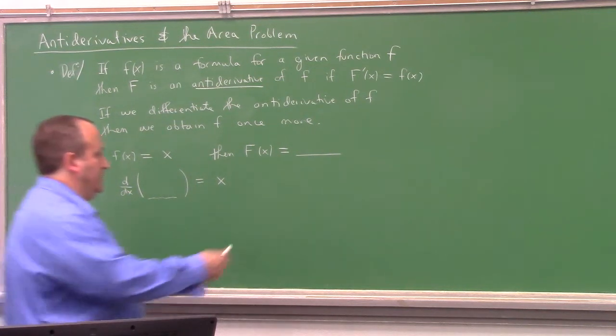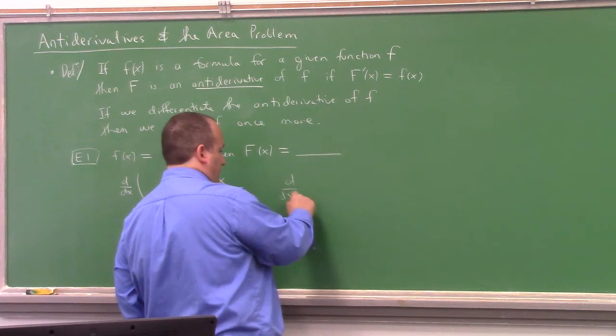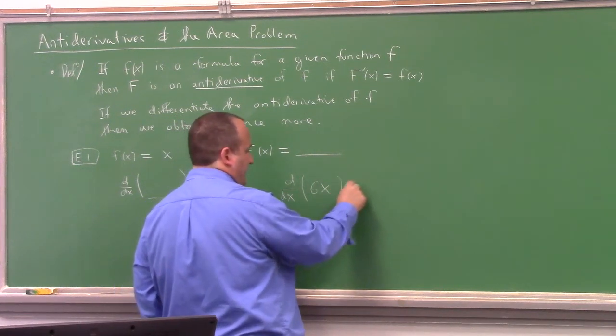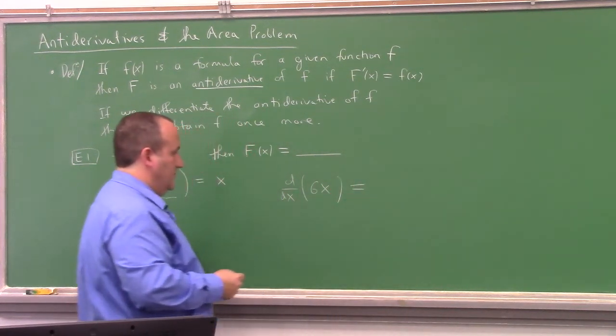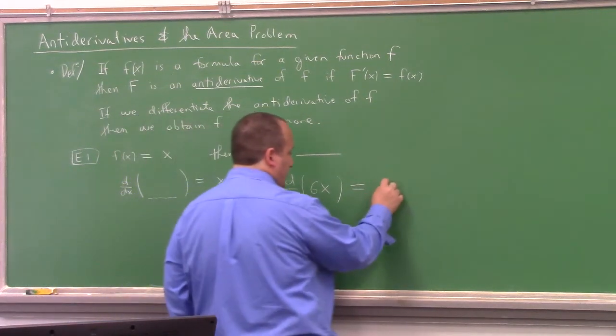Well, oh, that's a good one. Oh, so derivative of 6x. Let's do that. But the derivative of 6x, what would that be? That'd be 6. That's a good one.